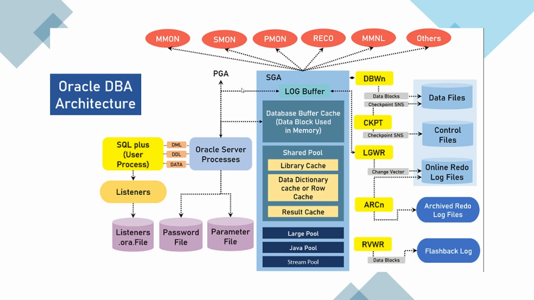The listener will decide whether that user should connect to a server process or not. So the listener will have network information: IP address, port number, instance ID. All this information will be available in the listener. This listener will be dynamically registered by the process called pmon. Pmon will dynamically register the database information in the listener. If you have multiple instances, multiple databases, each will have one pmon, right? That pmon will register dynamically what database that user has to connect to.